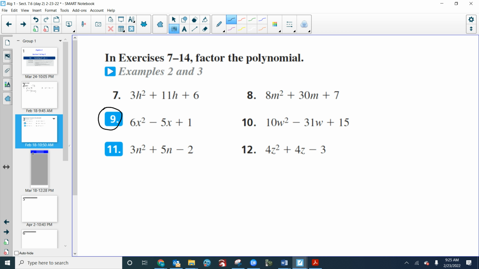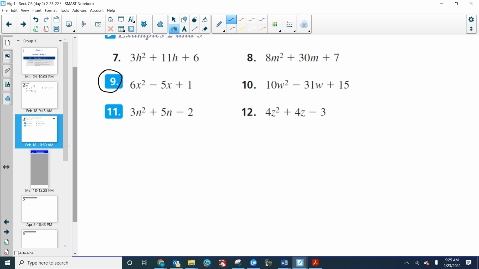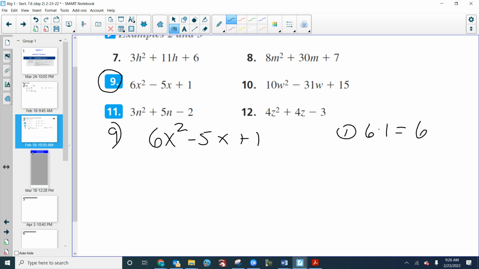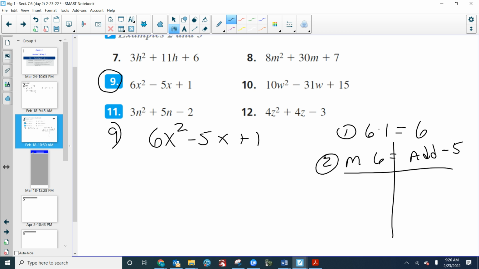Okay, before I pass the answers out, let's just do 9 together. Write the problem down. 5x plus 1. This is number 9. Okay, what's my first step? Mary, what am I going to multiply? Good. I'm going to go 6 times 1, which is 6, right? So what am I thinking in step 2? What multiplies to 6, but adds to what? Negative 5. That's what I got to figure out.